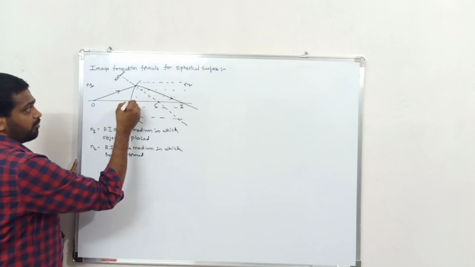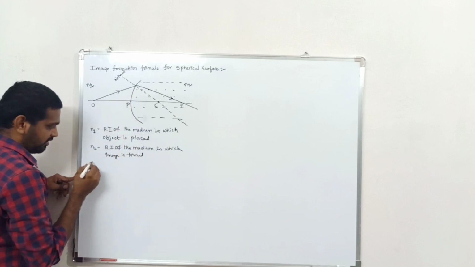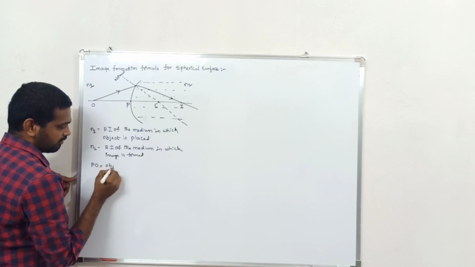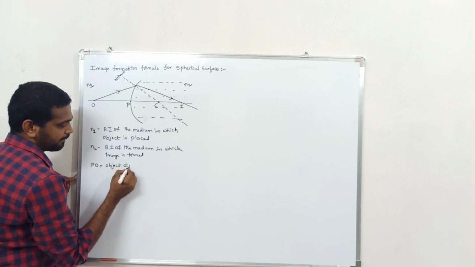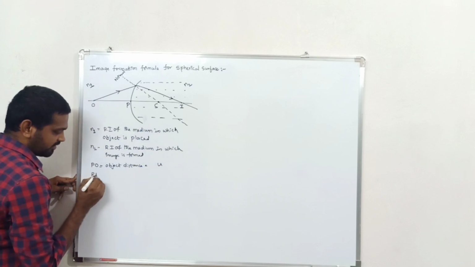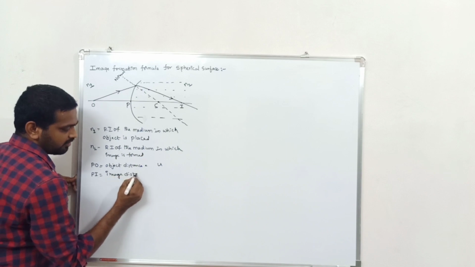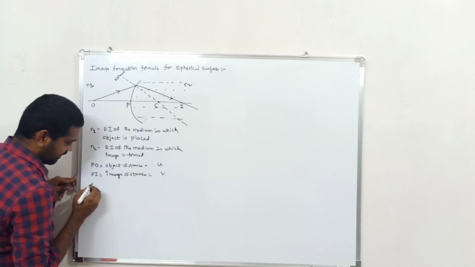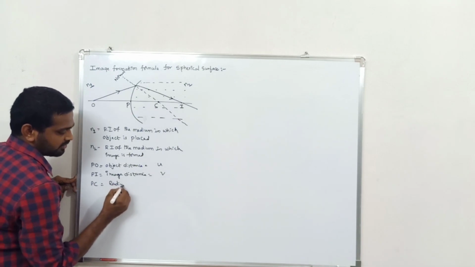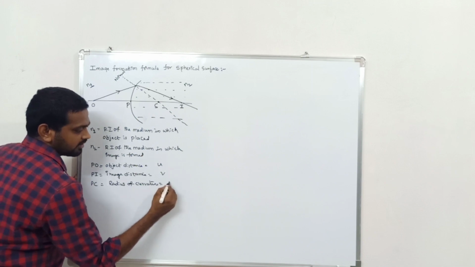And coming to the pole or optic center, this is the optic center or pole P. The distance from pole to object, nothing but object distance, is denoted by small u. Coming to the image distance PI, which is denoted by small v. Coming to the radius of curvature, PC is nothing but the radius of curvature, that is nothing but R.